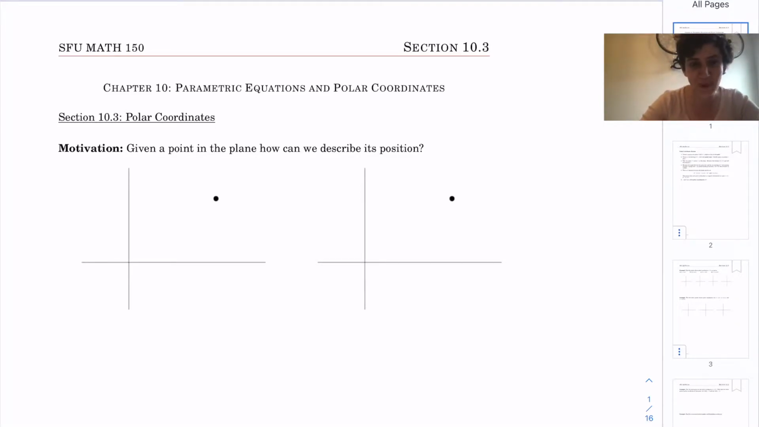Hello, everybody. Welcome to section 10.3 on polar coordinates. So this is our last section together of new content.